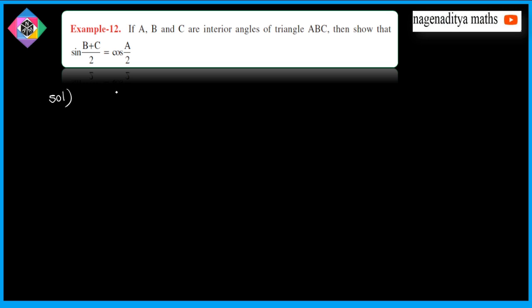We know that the sum of the angles in a triangle is 180 degrees. We know that angle A plus angle B plus angle C is equal to 180 degrees.